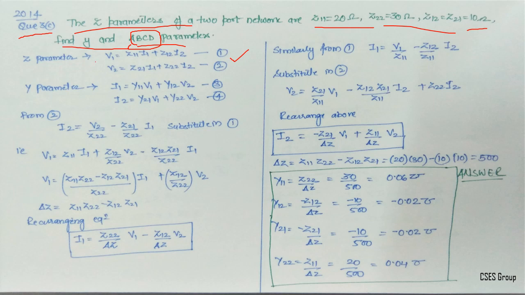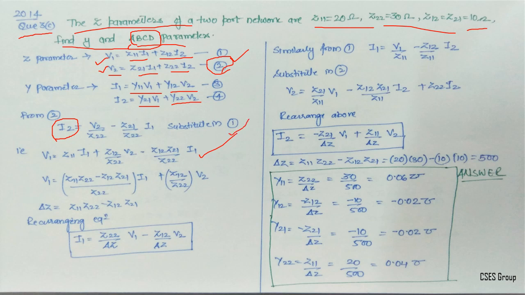I am writing here the standard equations for Z parameters, that is V1 is Z11 I1 plus Z12 I2 and V2 is Z21 I1 plus Z22 I2. And Y parameters are given by I1 is equal to Y11 V1 plus Y12 V2 and I2 is equal to Y21 V1 plus Y22 V2. You can do the calculation which I have shown here. What I am doing is identifying I2 from equation number 2 and substituting it in equation number 1.